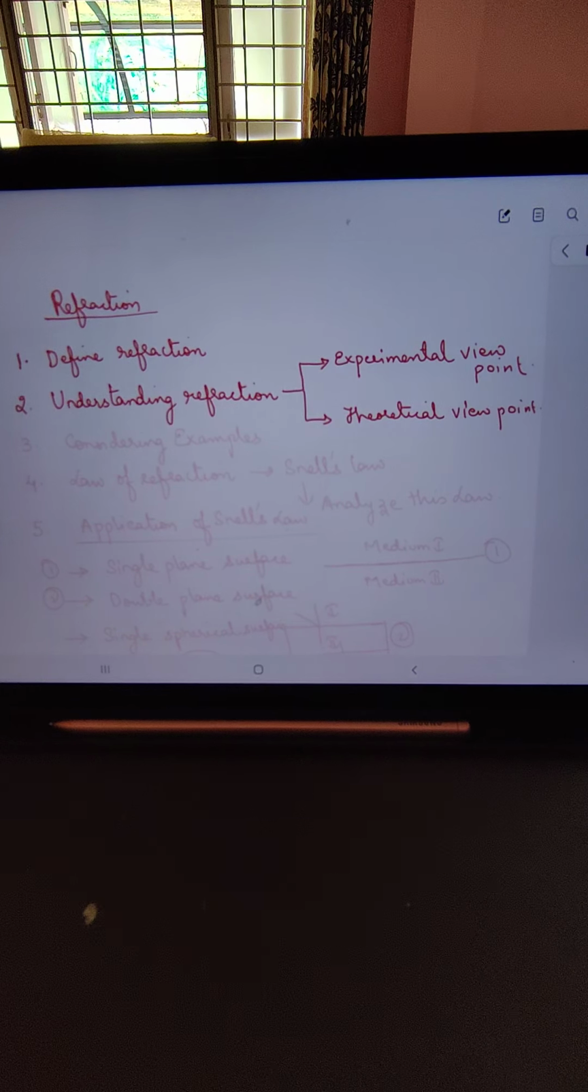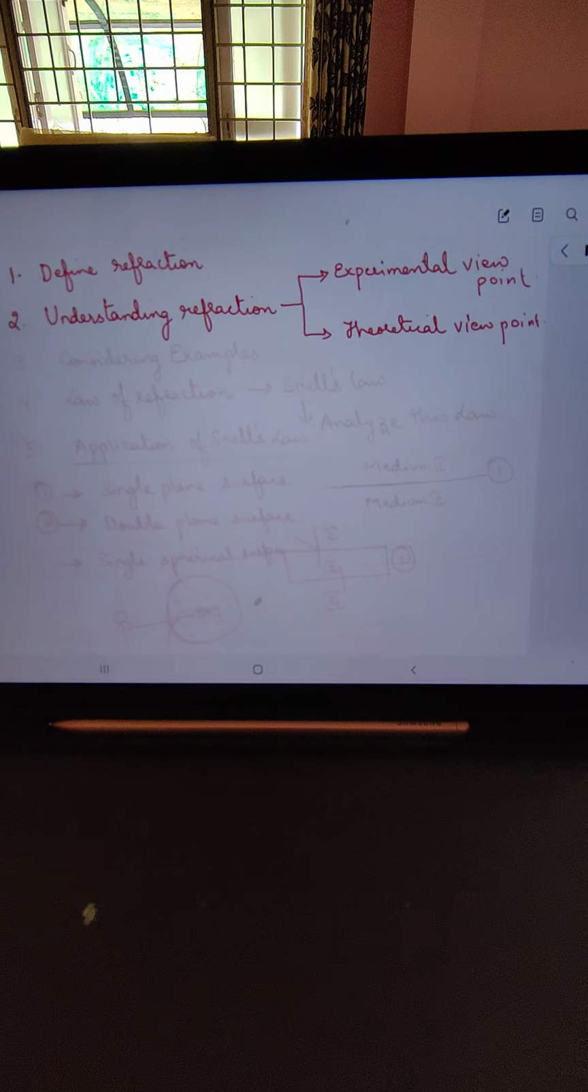So at this point I would like to also tell that refraction was better understood experimentally first, as far as the history of physics goes. It was first experimentally demonstrated and understood, but the deeper theoretical understanding came only much later, when theories were developed, when the electromagnetic theory of Maxwell was developed. So we need to understand refraction.